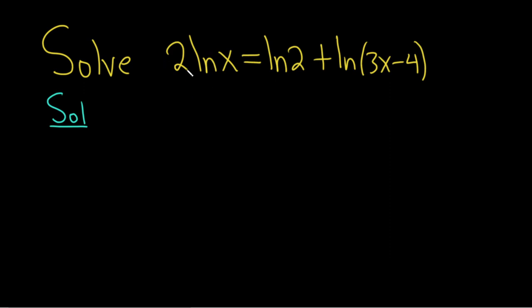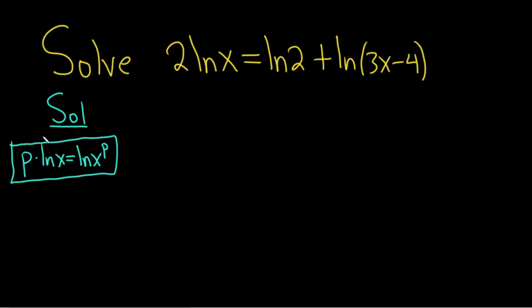So over here on the left, we have 2 times the natural log of x. Recall if you have a number, say p, times the natural log of x, what you can do with the p is you can bring it upstairs and write it as ln x to the p. This is called the power rule for logarithms. So we can write this as ln of x squared.